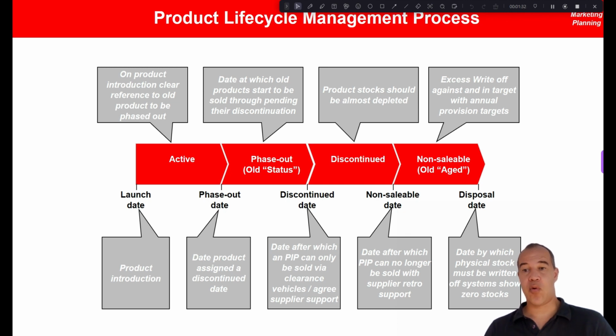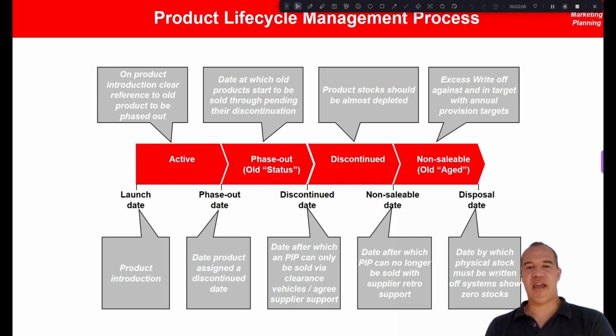Now, many people or small businesses don't actually implement a phase out date. This basically means that the product is about to become discontinued. So it's a warning in your system or your Excel even to say that this product is going to become discontinued, potentially as a result of new innovations in the marketplace or new products that you're developing in your business that are going to replace this old product. So it's sometimes called an old status.